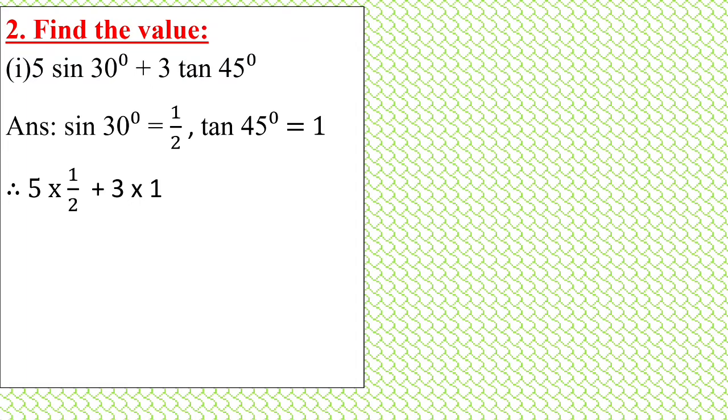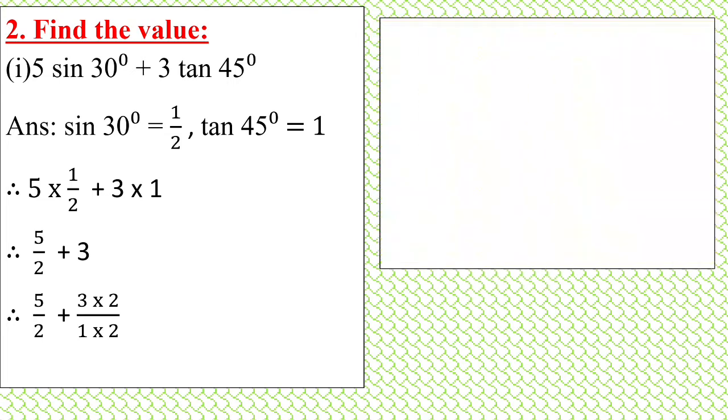So 5 into 1 is 5 upon 2, 3 into 1 is 3. Now 3 is in the mixed number, right? To make the denominator 2, what we will do? Multiply both the numerator and denominator by 2. 3 into 2 is 6 and 1 into 2 is 2. So now we have 5 upon 2 plus 6 upon 2. So now the denominator is same 2. So now we can add numerator 5 plus 6. So 5 plus 6 is how much, student? 11. So our answer is 11 upon 2.